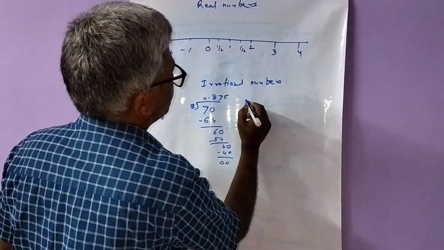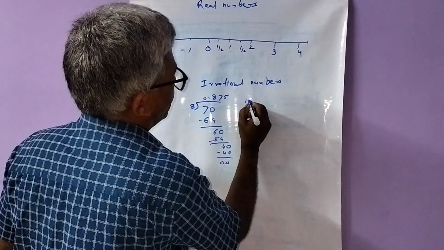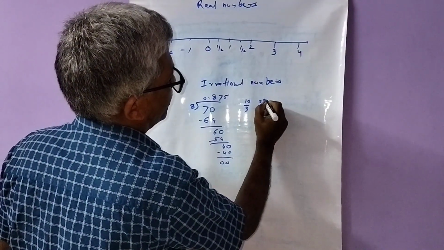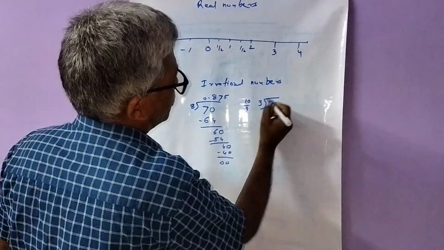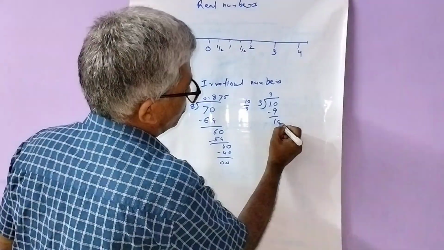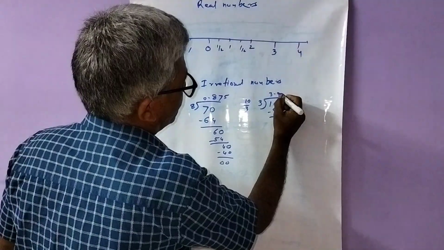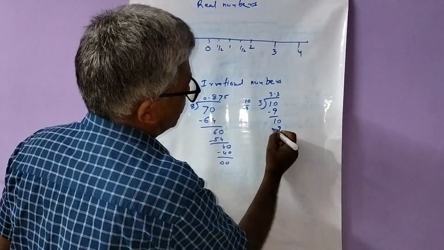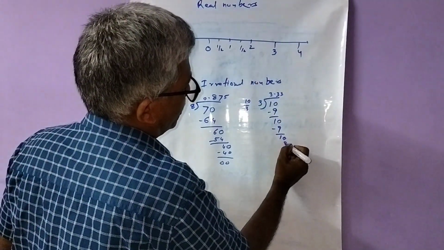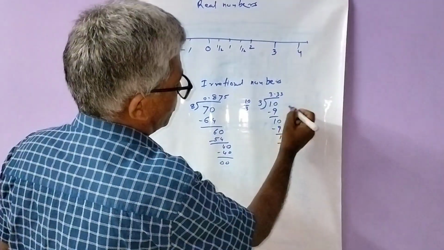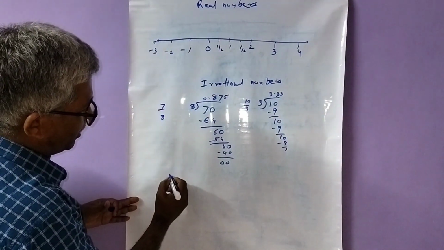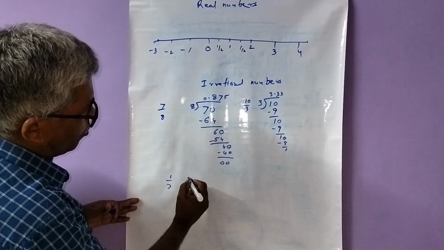Another example will be 10 upon 3. So this will be 3 here, 10 here. 3 3s are 9, remainder 1. So point 3, 3s are 9, remainder 1. So 3, 9, remainder 1, etc. So this 3 repeats.